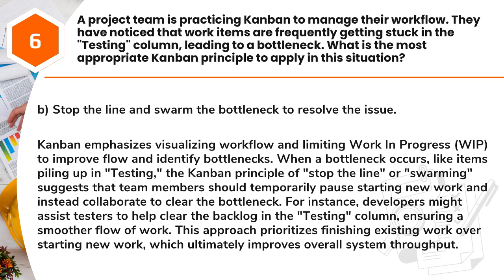Answer: B. Stop the line and swarm the bottleneck to resolve the issue. Kanban emphasizes visualizing workflow and limiting work in progress, WIP, to improve flow and identify bottlenecks. When a bottleneck occurs, like items piling up in testing, the Kanban principle of stop the line or swarming suggests that team members should temporarily pause starting new work and instead collaborate to clear the bottleneck.